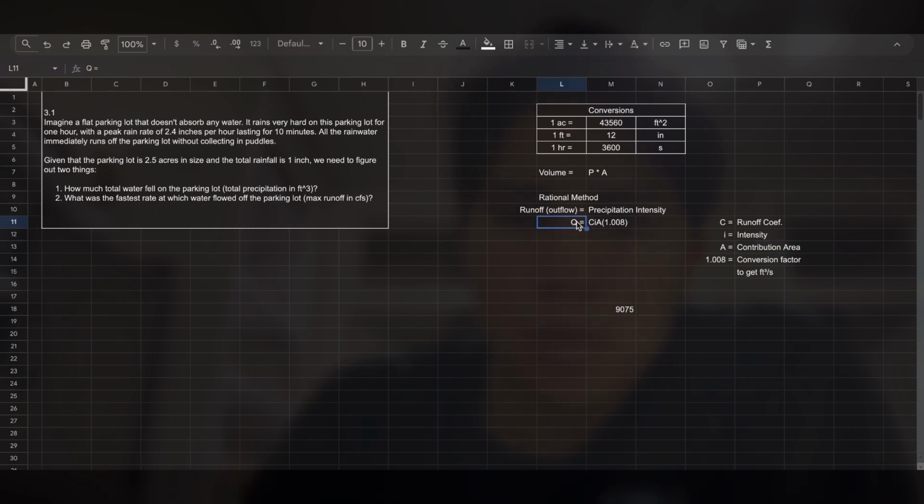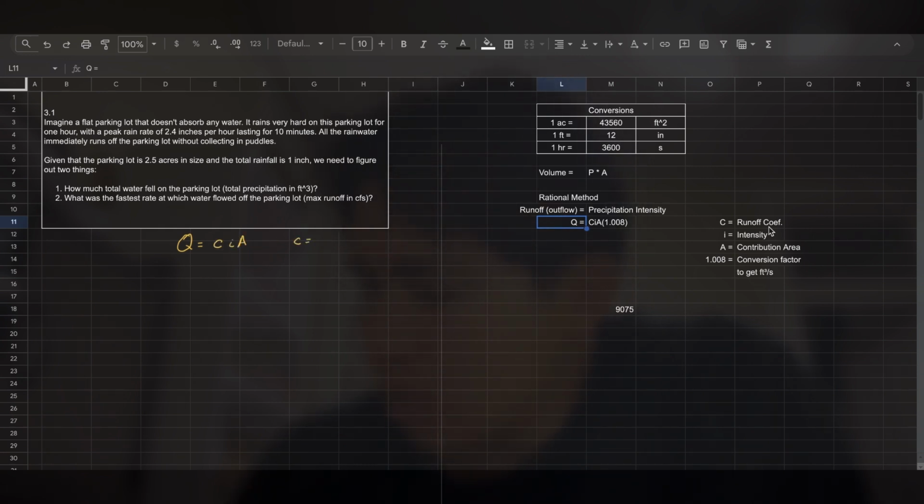For C, the runoff coefficient, we have an impervious watershed, or in our case, a parking lot. So let me write down, Q equals CIA. In our case, C is going to be 1 because 100% of the water that falls on our area is going to run off. And then we are given that the maximum intensity is 2.4 inches per hour.